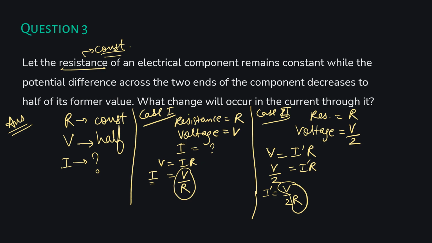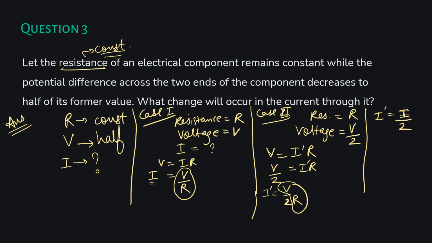Here we don't have a value for I, because remember in the last question, the resistance one, we were given that the original resistance is 4. Here we don't have an original resistance. So we just put the value of I here. So I dash is equal to I, which is the original I, upon this 2 that is left. So I by 2. What is happening here? The current becomes half of the original current.